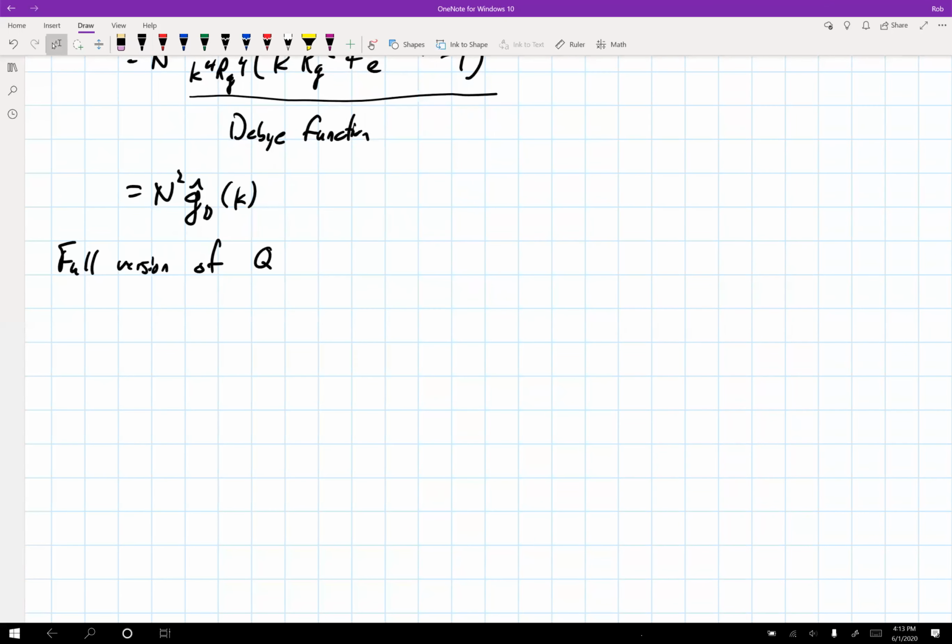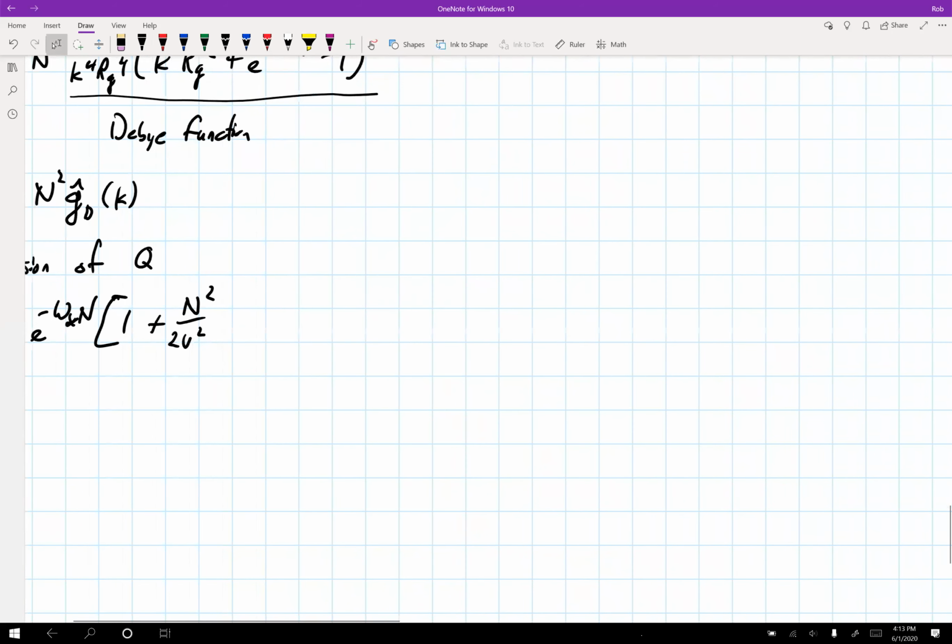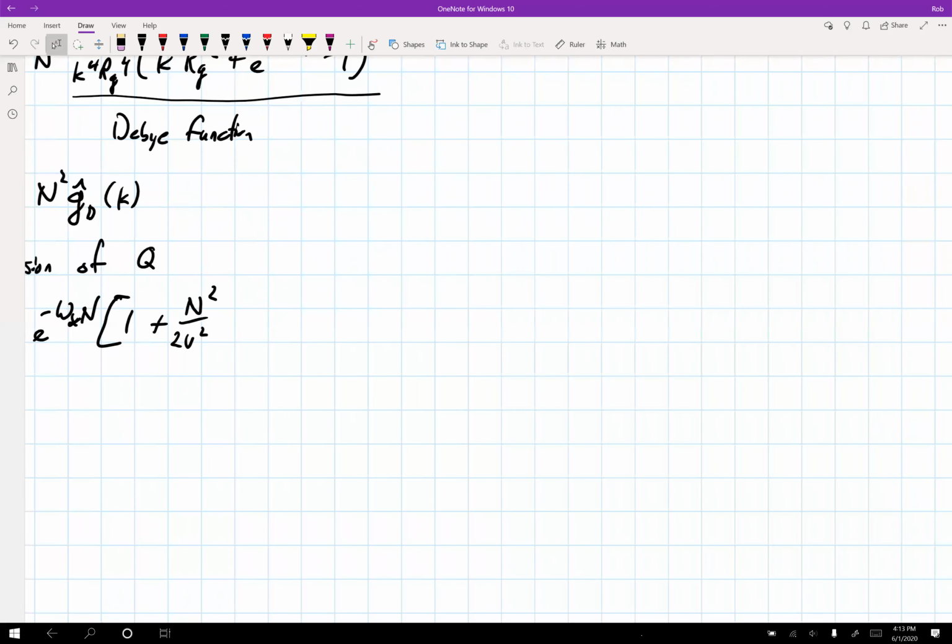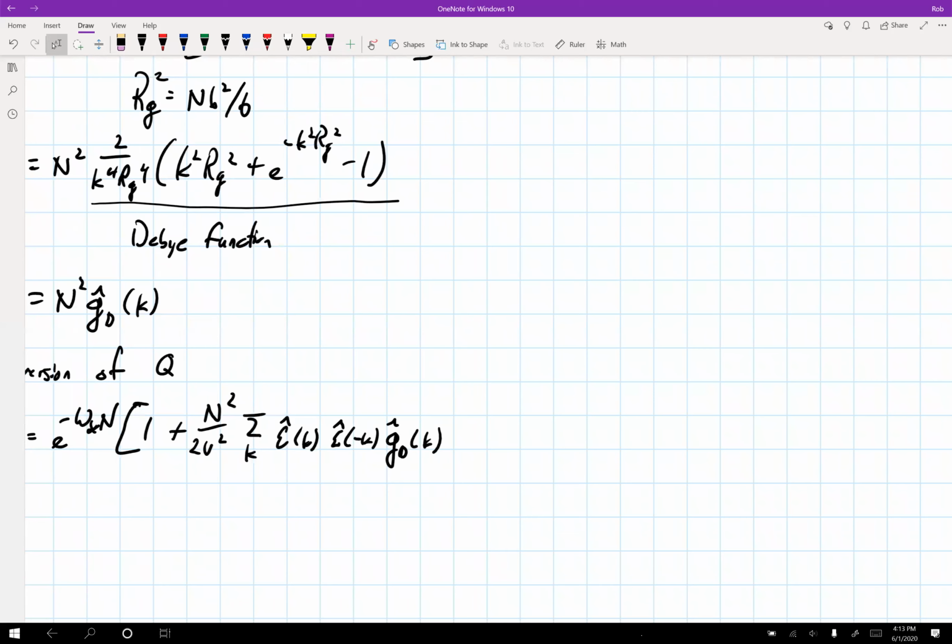When we evaluate these things out to quadratic order, we have Q is e to the minus w star n. I feel like I'm being really inconsistent with my use of prefactors of volume here. I need to go back and clean that up. Then everything that was to the right of the epsilon k, epsilon minus k is now just buried in this Debye function. So we have epsilon hat of k, epsilon hat of minus k, and then g D hat of k. And again, because everywhere inside the Debye function k is raised to an even power, it's an even function in the end, so it doesn't matter if it's plus k or minus k.